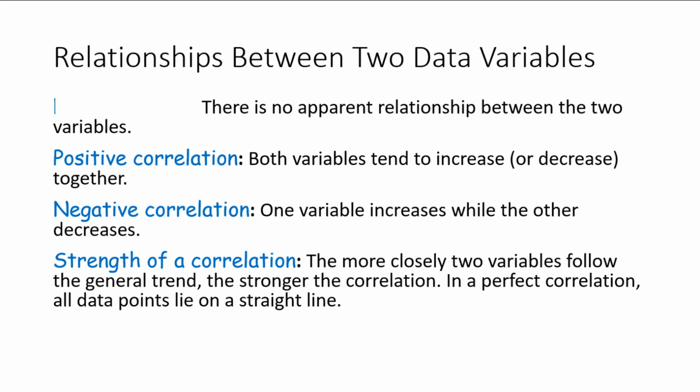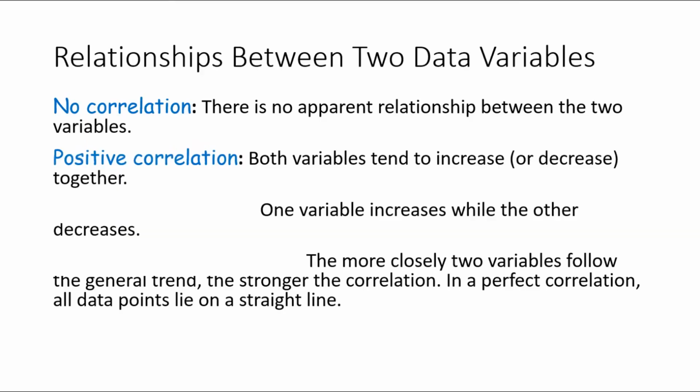Relationships between two variables. No correlation. There is no apparent relationship between two variables. For example, there is a 100% relationship between those who have died and those who have breathed at one point. However, it would be very wrong to say that breathing causes death.